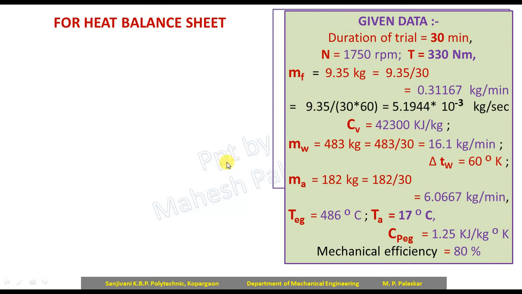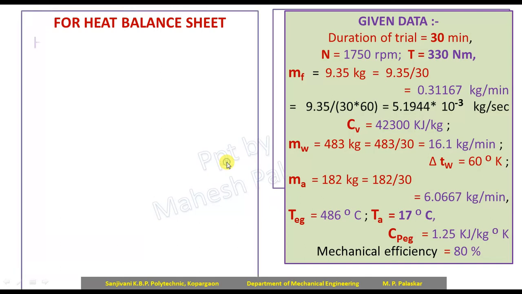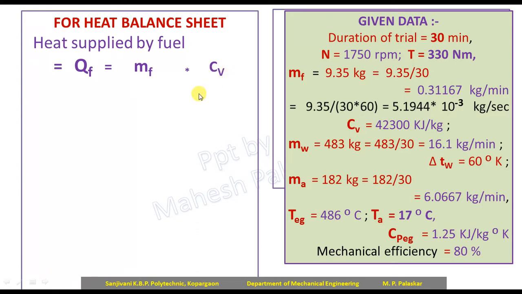Now we have to prepare the heat balance sheet. For preparing the heat balance sheet, first of all, let us find out the heat supplied by the fuel, that is QF. So that is the product of mass of fuel supplied multiplied by the calorific value of the fuel, right? So here we want the value of mass of fuel supplied per minute, okay? So the mass of fuel supplied per minute is nothing but 0.31167 kg per minute.